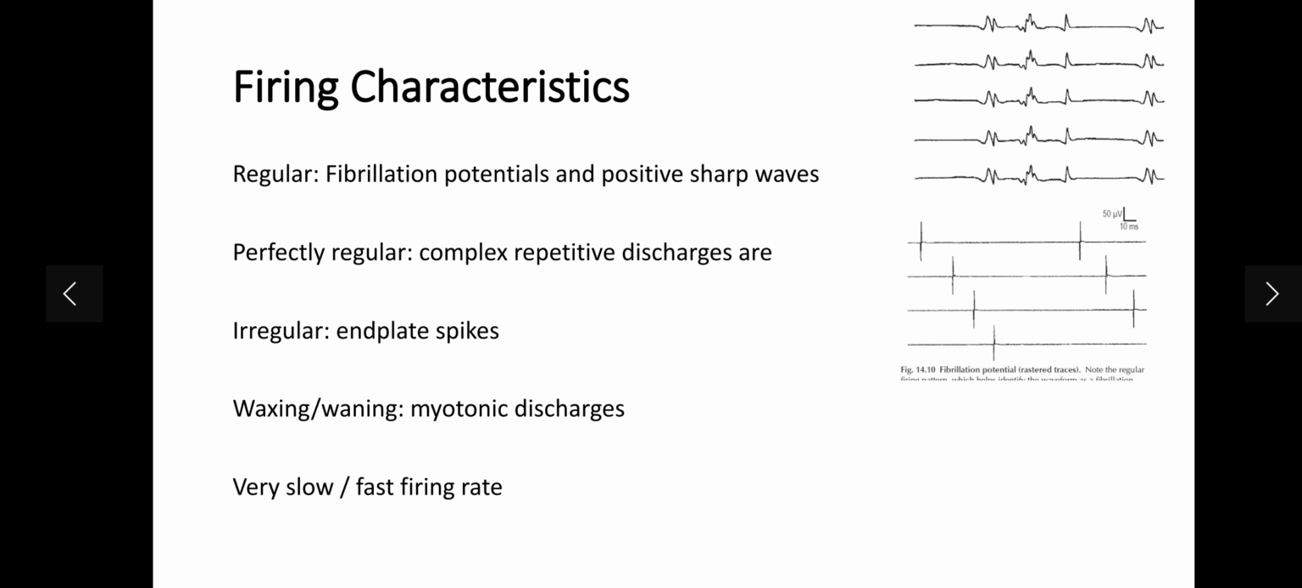The third thing we look at is firing characteristic, and we look at the regularity of the waveforms, whether they are regular or irregular. Fibrillations and positive sharp waves are fairly regular. So if you look at the bottom shape, you can draw a line that connects the waveforms because they are regular. And some waveforms are perfectly regular, like complex repetitive discharges, and we will talk about these later. And some waveforms are irregular, like end-plate spikes.